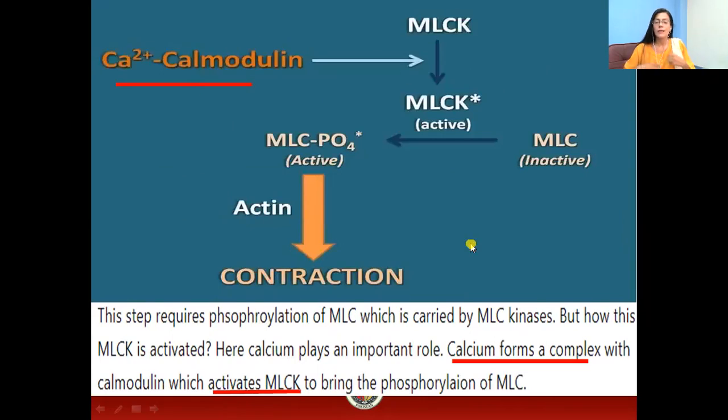So now what is happening in your smooth muscles? Actually, we have calcium that forms a complex with calmodulin. This calmodulin activates the enzyme myosin light chain kinase, which is present in our smooth muscles. So whenever there is activation of this myosin light chain kinase, its activation will result in the phosphorylation of the myosin light chain. As a result, there will be contraction.